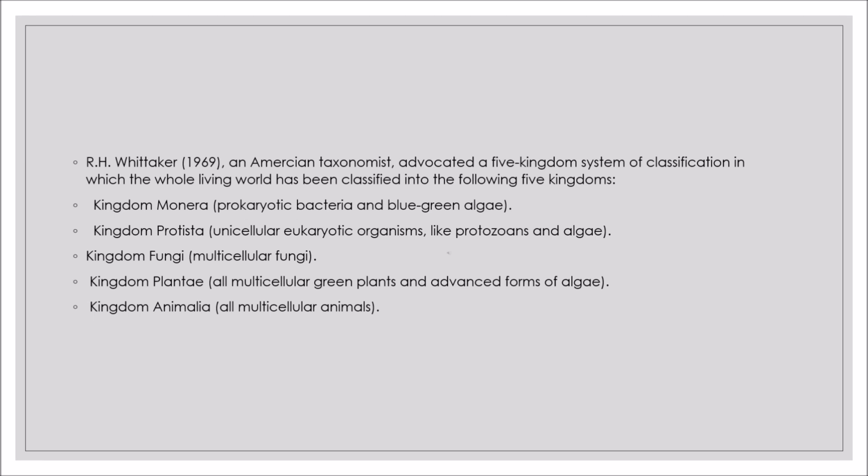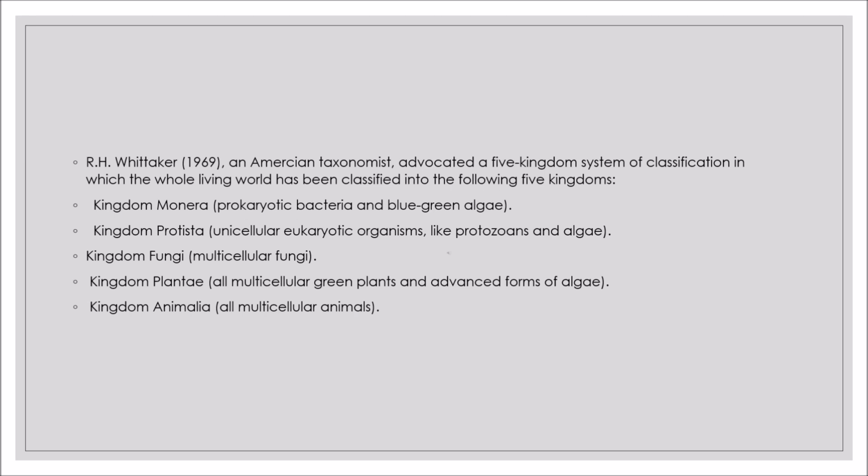So, who first discovered this five kingdom classification? R.H. Whittaker in 1969. He was an American taxonomist. He found the five kingdom classification. Here, the whole living world is put under five major kingdoms. So first is kingdom Monera. All the prokaryotic bacteria and blue-green algae are put under the kingdom Monera.